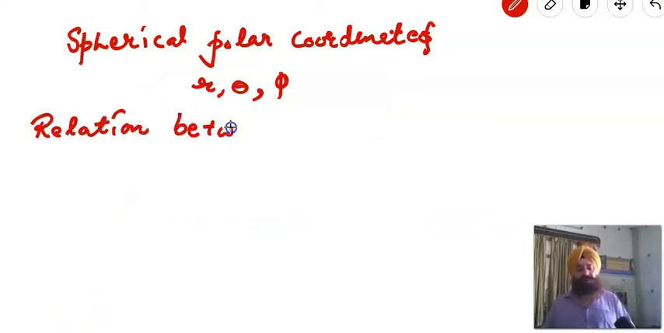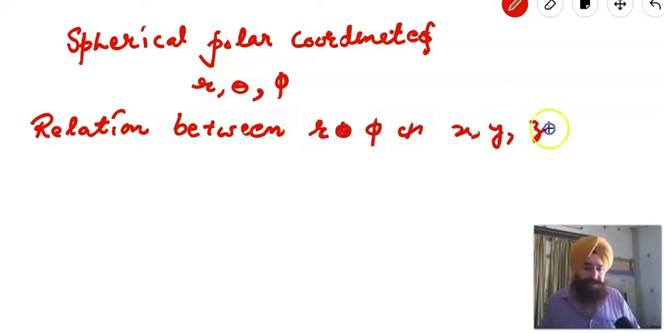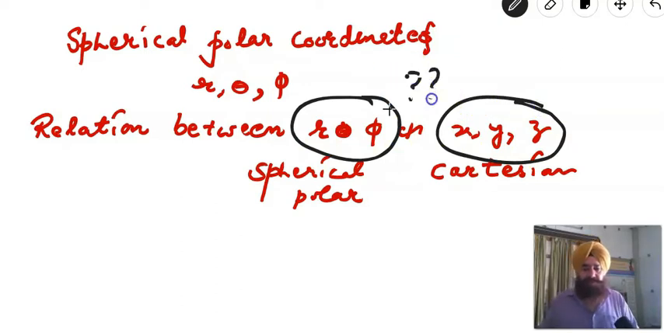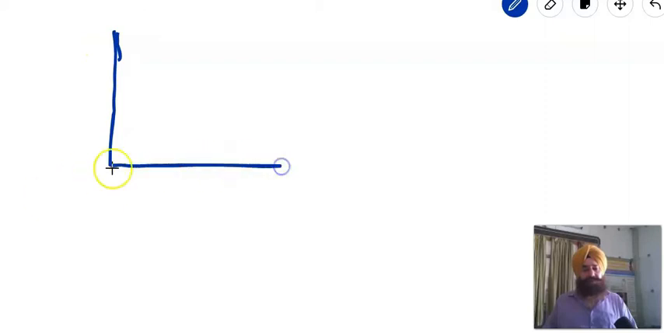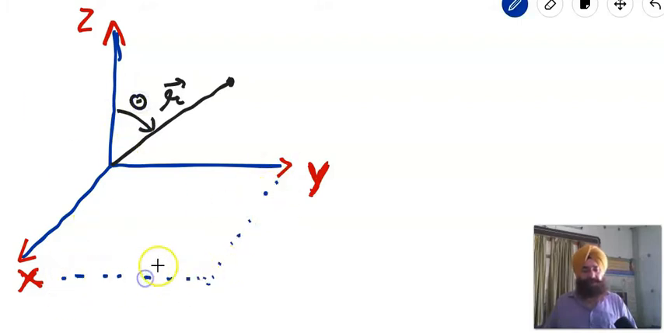Now we want to find a relation between r, theta, phi and x, y, z. x, y, z are the Cartesian coordinates, r, theta, phi are spherical polar coordinates. So what's the relation between the two? First of all, this is our Cartesian coordinates X, Y, Z in capital letters. Now, here is any point, which can be specified by three elements of spherical polar coordinates r, theta, phi.